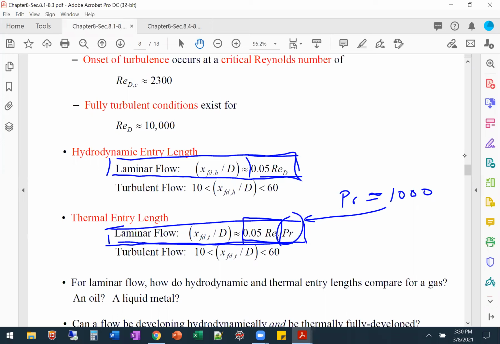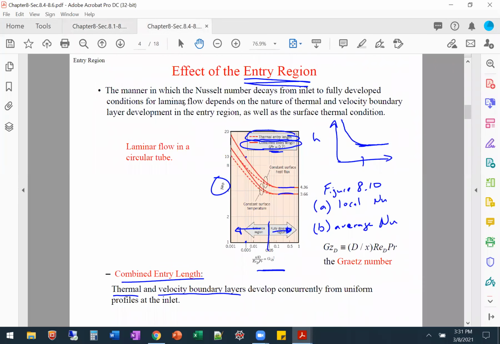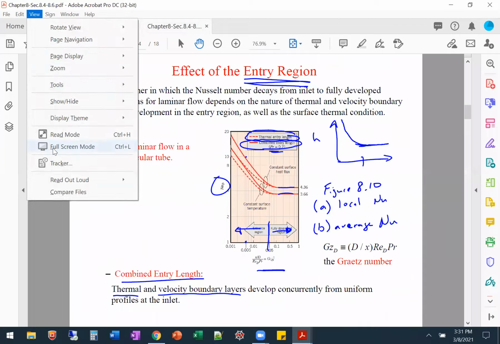hydrodynamic, the velocity. So with that being 1,000 or 100, that length is so much longer that you got to wait on the thermal, that the hydrodynamic is already fully developed, and we can just assume it was fully developed the whole time because it was such a short distance compared to the thermal. We can just say it was fully developed hydrodynamically the whole time when we have large Prandtl numbers. That is what the dashed lines are for.